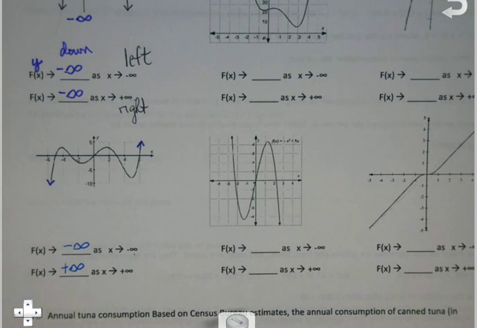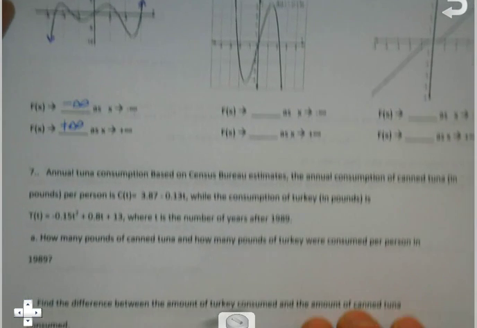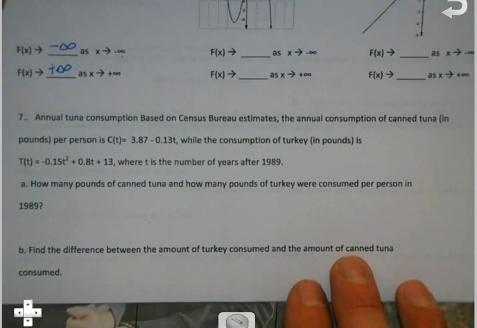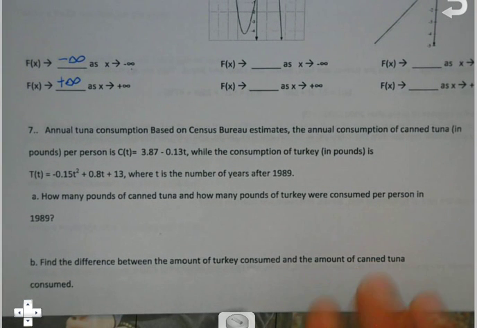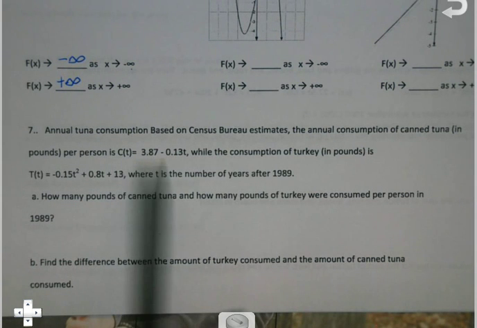The rest of this packet's going to be application problems with our different functions. So we're going to do a couple of these too to make sure we get you on the right track. So we're going to start with number 7 here. So we've got annual tuna consumption. Based on Census Bureau estimates, the annual consumption, no, not composition, we're not making the tuna, we're just eating it, of canned tuna in pounds per person, they give me an expression.